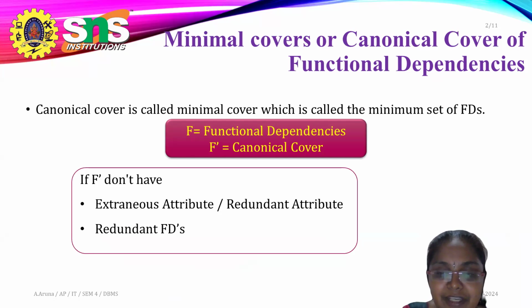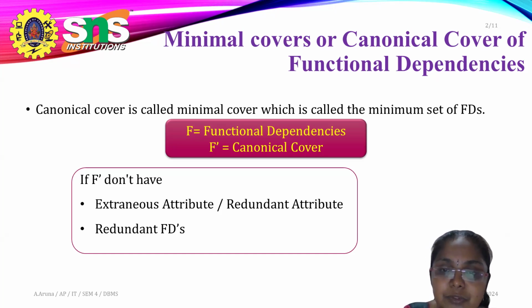For example, if F is a set of functional dependencies, your canonical cover can be represented as F dash. Similarly, to calculate the closure we use F plus. Here we're going to use F dash. F dash is nothing but the canonical cover. F is the representation of the functional dependencies. In these functional dependencies, we're going to reduce them.